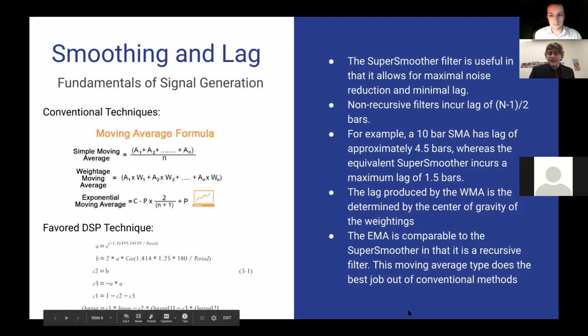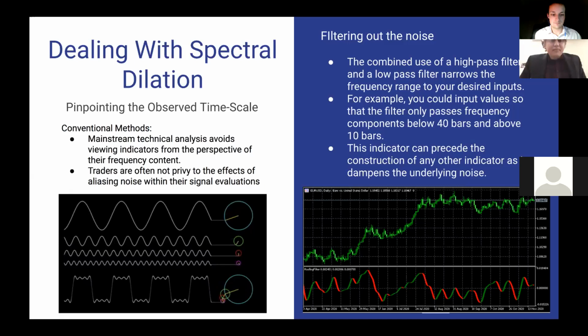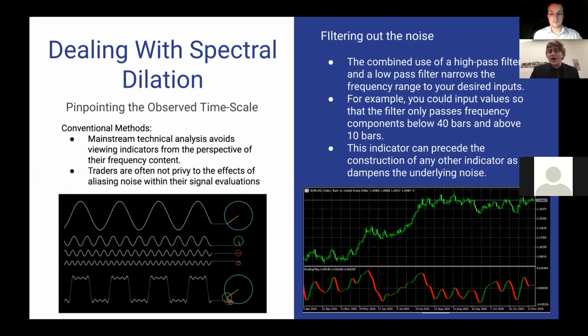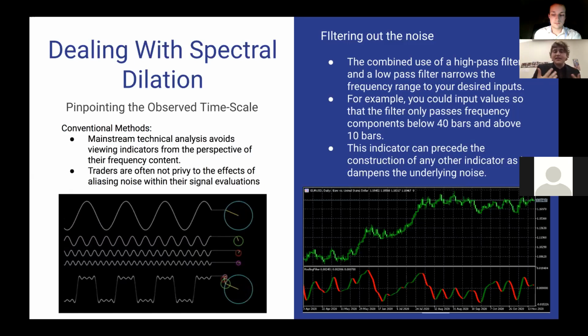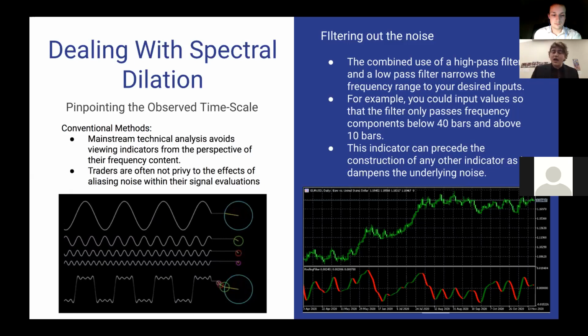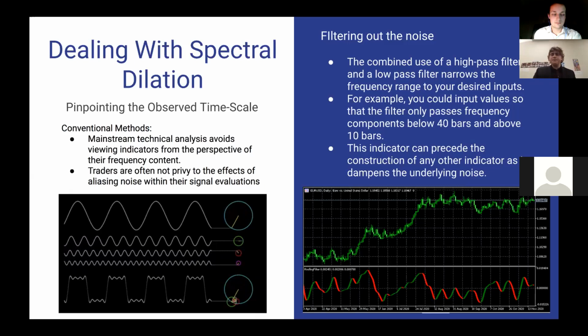So now, dealing with spectral dilation. This is all about pinpointing the time scale that we're observing, right? Conventionally, people are not concerned about this. It's just something that doesn't cross a lot of people's minds: the fact that there are larger cycles and smaller cycles that are influencing current measurements of the time period that you're concerned about.